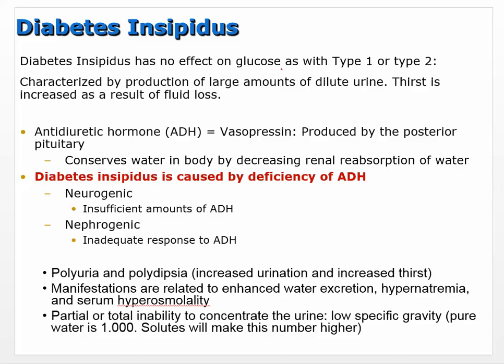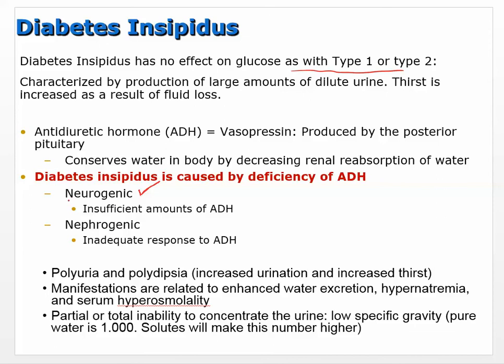Okay, so it has no effect on glucose as with type 1 or type 2, but it's related to antidiuretic hormone. Only in this case, and you might be able to guess, instead of producing too much, having too much antidiuretic hormone, there's not enough of the activation. Okay, so that can be either neurogenic. Okay, so that neurogenic just means that you're not producing enough of the antidiuretic hormone. Okay, so that's what the cause is, and or it can be nephrogenic.